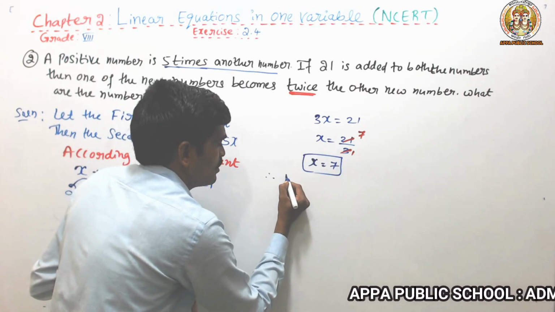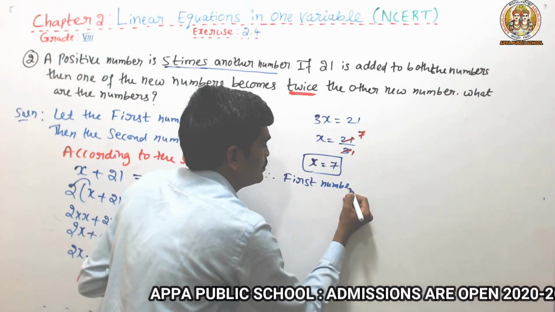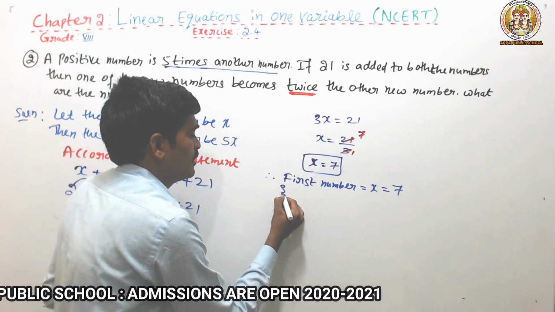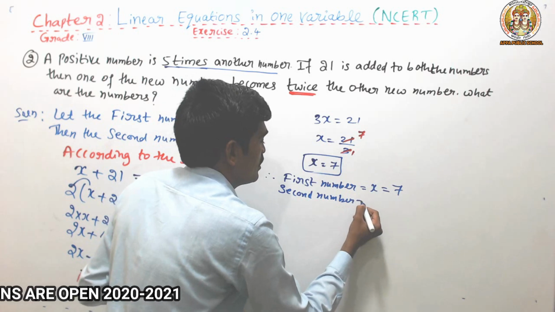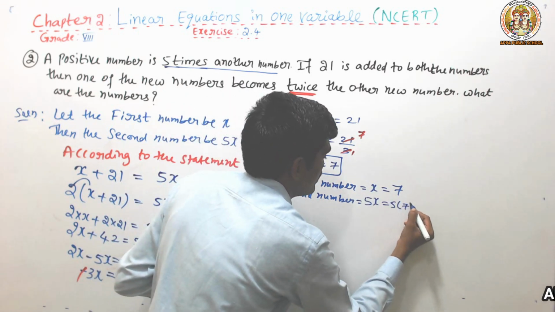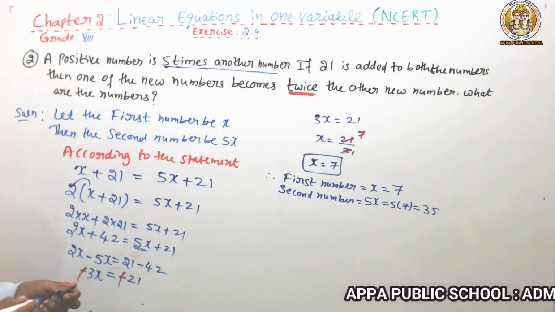Therefore, the first number, what we consider x, that should be 7. The second number, what we consider 5x. So 5 into 7, that should be 35. The two numbers are 7 and 35.